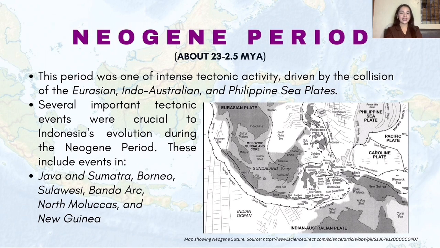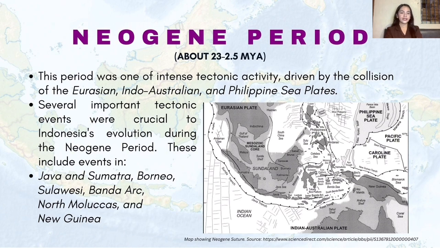And now let us examine the key events in specific regions. For Java and Sumatra, the subduction of the Indo-Australian plate beneath the Eurasian plate along the Sunda Trench is the dominant tectonic process.